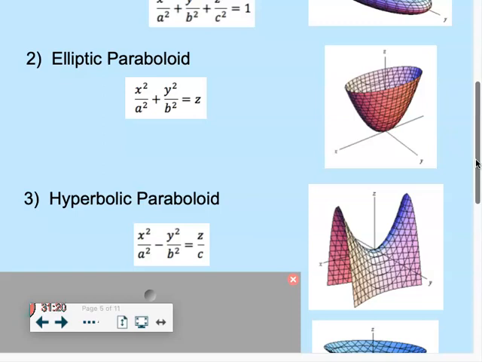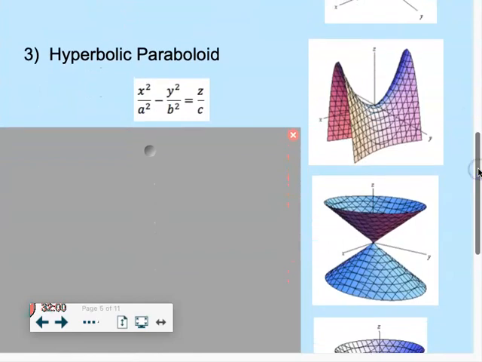I don't know if you remember when you did conic sections, but hyperbolas always have a minus sign. Does that ring a bell? That's how I always remember them. Parabolas always have a variable that's not squared. With ellipses, circles, hyperbolas, everything was squared, right? So an elliptic paraboloid has all pluses and a non-squared variable, and a hyperbolic paraboloid has a minus and a non-squared variable.